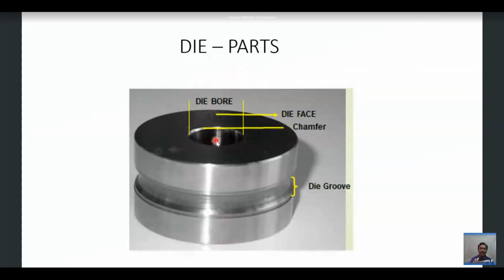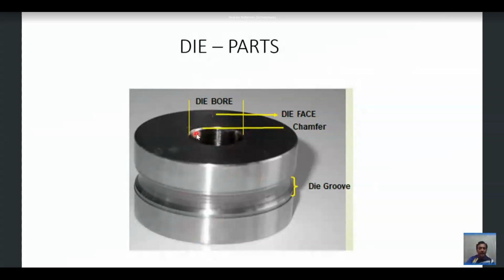Now coming to the parts of the die, can you see here this flat surface is called the die face, and the central hole is called the die bore. The die bore is the place where all the granules get filled. It is a tunnel-like device which is grooved in the die, and the granules get filled from here to the bottom of the die. And there is a shining thread-like line over here. This is called the chamfer.